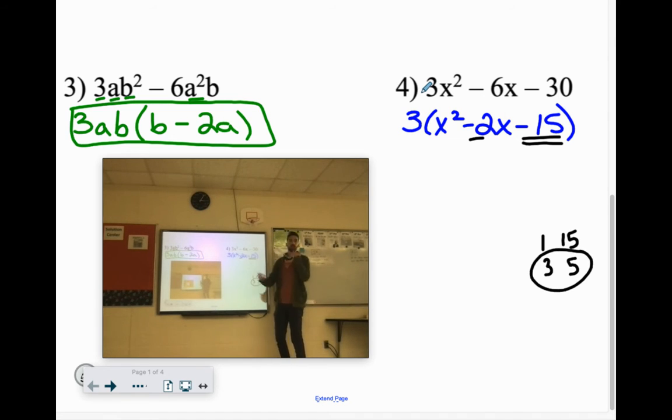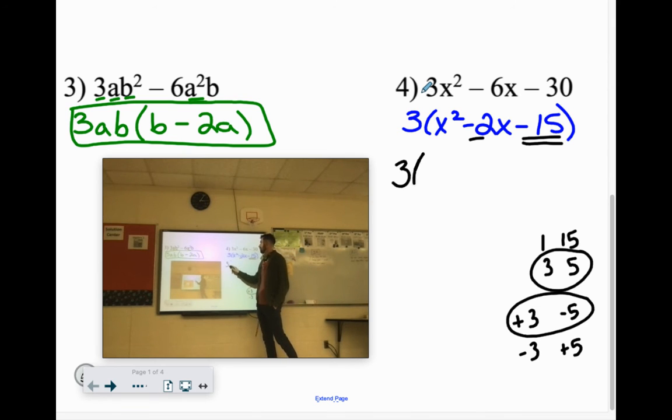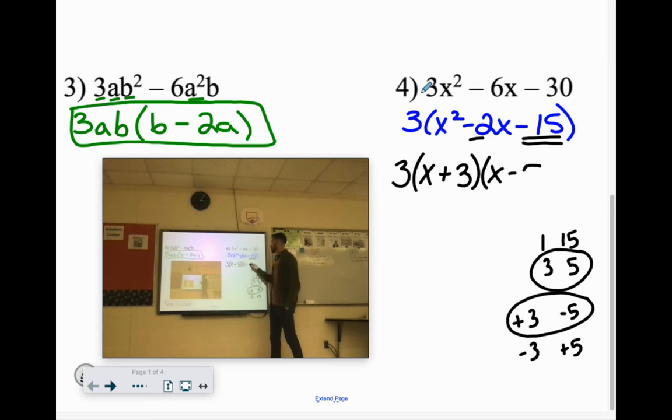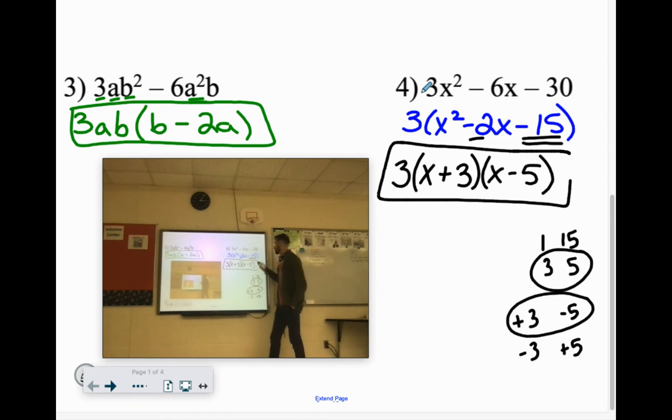Now we're going to make them add up to negative 2 because the only way we're going to multiply to negative 15 is a positive times a negative. So our 2 options are positive 3 and negative 5 or negative 3 and positive 5. Which set would add up to the negative 2 would be the positive 3 and the negative 5. So we have the 3 on the outside. We'll have the x plus 3 and the x minus 5. Now the order of the parentheses does not matter. You just need to make sure your minus is with the 5, your plus is with the 3. That's it.